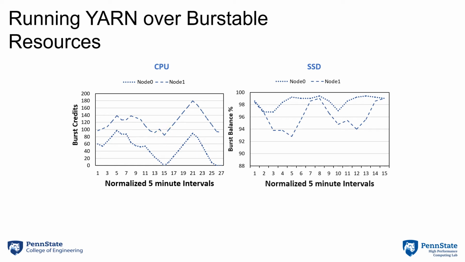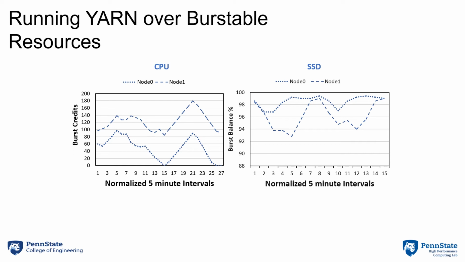CPU bound tasks could have been provisioned at this node, but YARN did not know how to do it. This is because YARN essentially chooses nodes for scheduling randomly. On the right hand side, you see the SSD based IO credit balance of the two nodes. Here, there is no slowdown because the burst balance was sufficient.